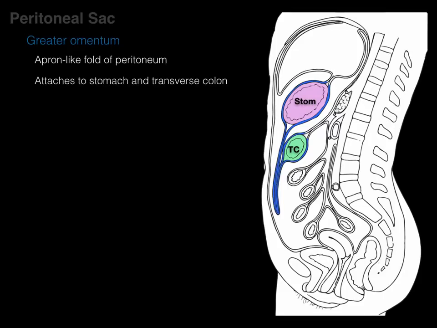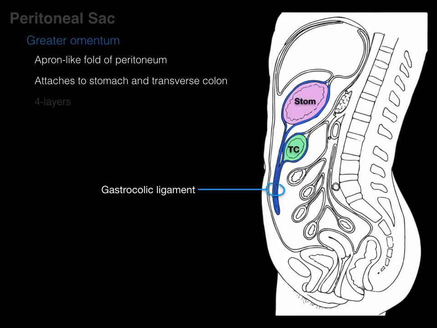So the greater omentum is part of this peritoneal sac, a part of the peritoneum, that is this apron-like fold of peritoneum, and it attaches between the stomach and transverse colon primarily, and it has 4 layers. And so there we have this apron-like peritoneum that drapes over much of the intestines and organs of the abdominal cavity, and it attaches to the stomach here, and then also to the transverse colon there, and together it now makes this greater omentum.